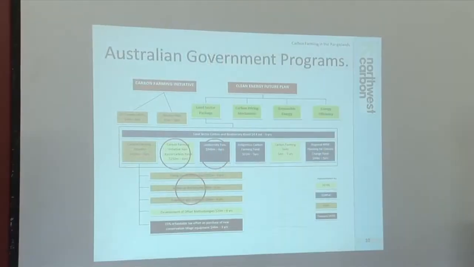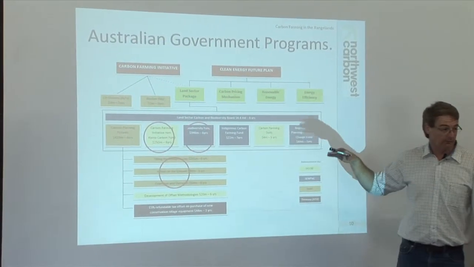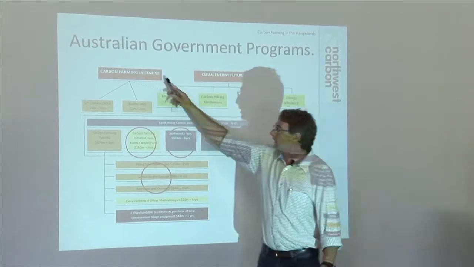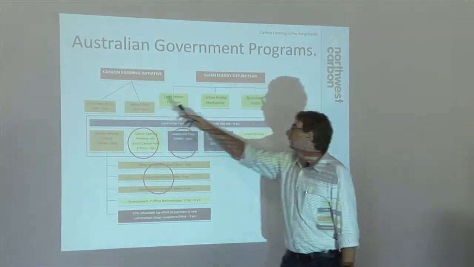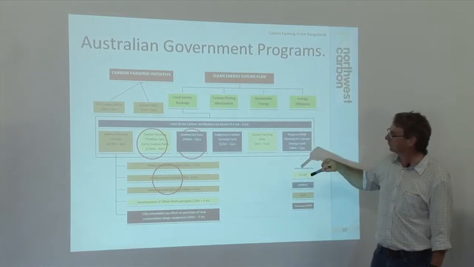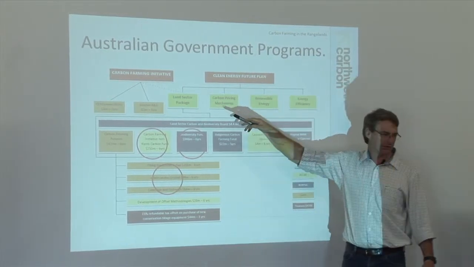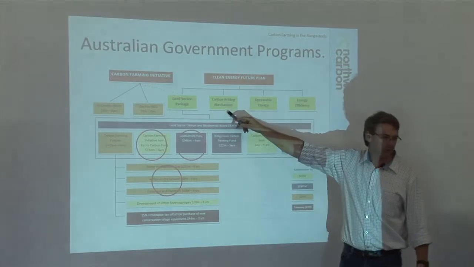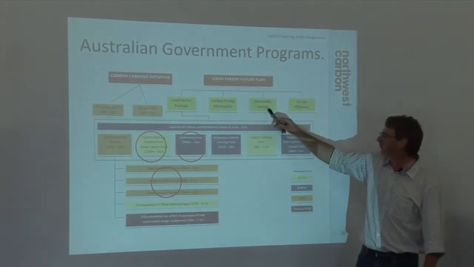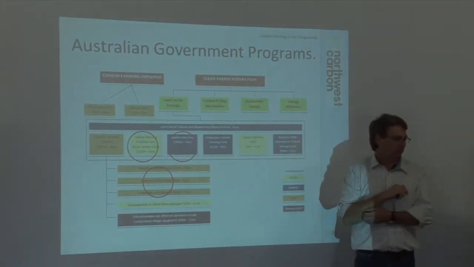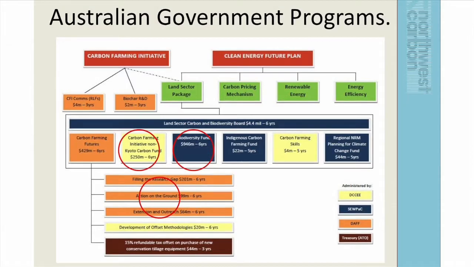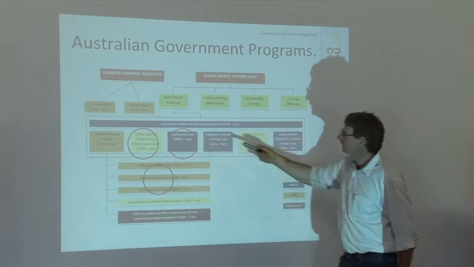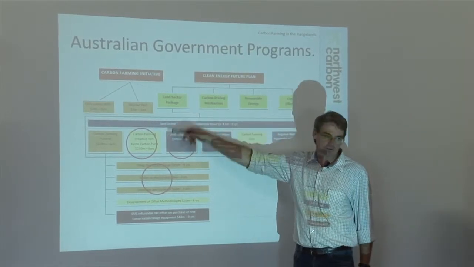Main points. What this slide points out is the current Australian government programs. So you've got the Carbon Farming Initiative over here we've just talked about, the Clean Energy Future we've just talked about. There's a whole heap of sectors, you hear about them on the news. The carbon pricing mechanism is the tax. Renewable Energy Fund, where they're trying to increase renewable energy uptake. Energy efficiency is where they do things like support more energy efficient motors going into abattoirs or helping, that sort of stuff. Land sector package is the thing that matters to us.